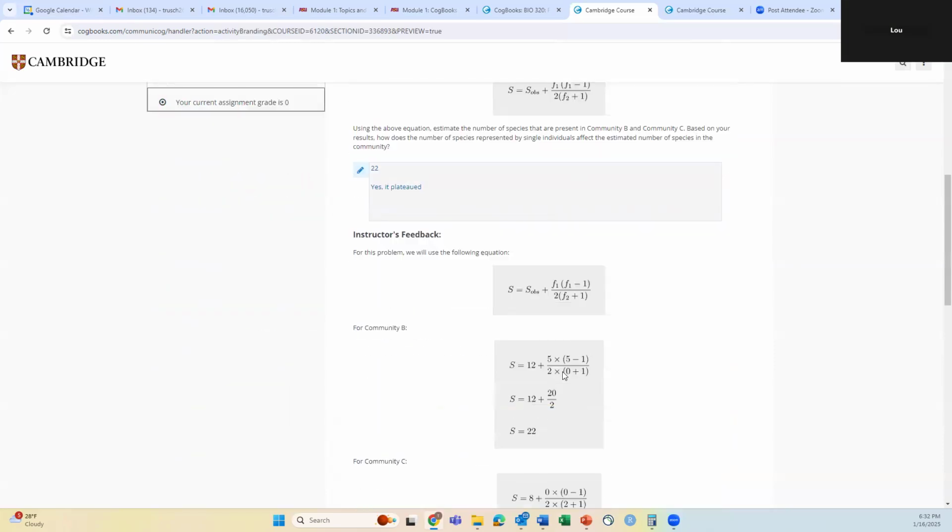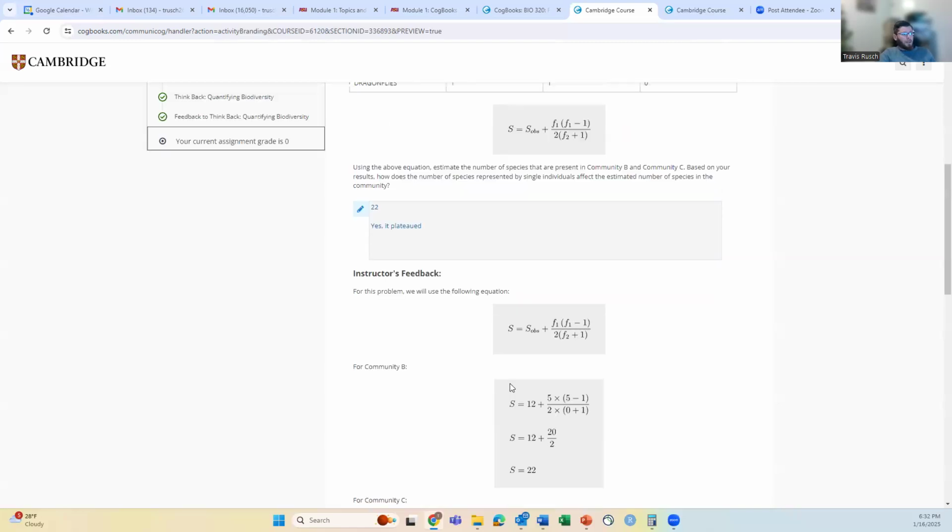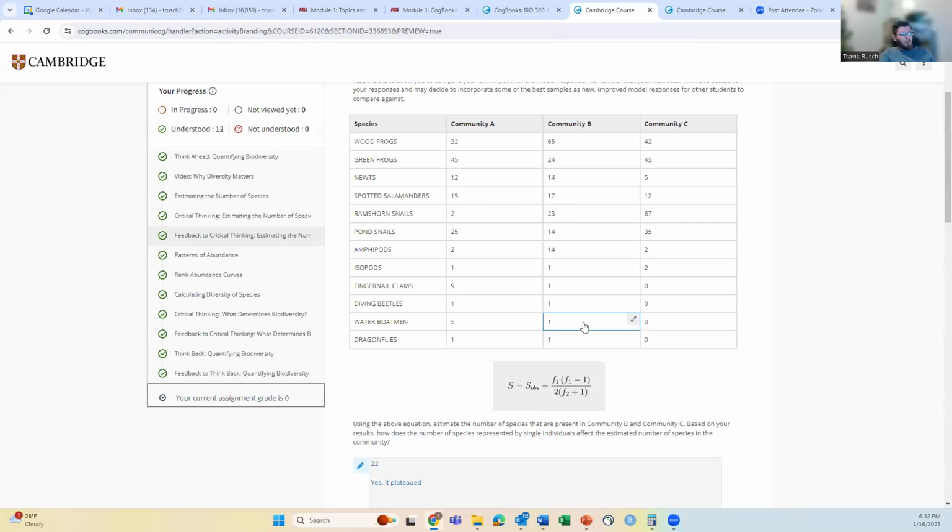So when we plug it all in, we have our 5 and our 0, we do the math, and our estimated number of species in community B is 22. And that's quite a bit more. We had 13 in community A and 22 for community B, yet we observed 12 for each. Why would we have such a higher estimate for B than we would for A theoretically?